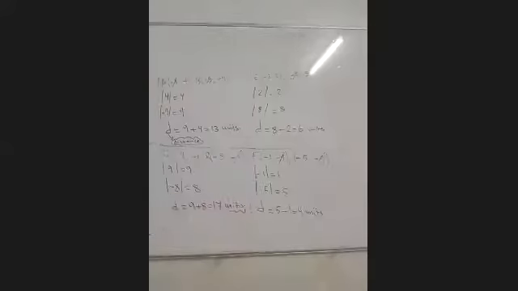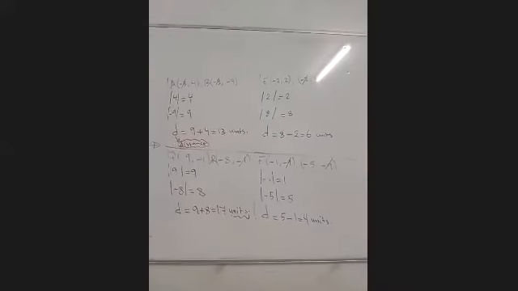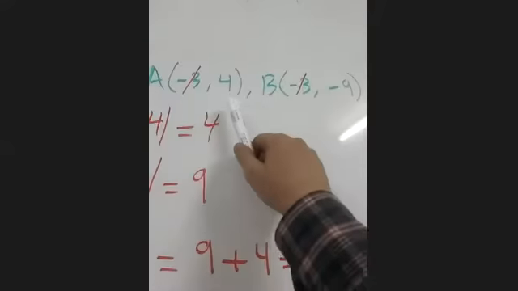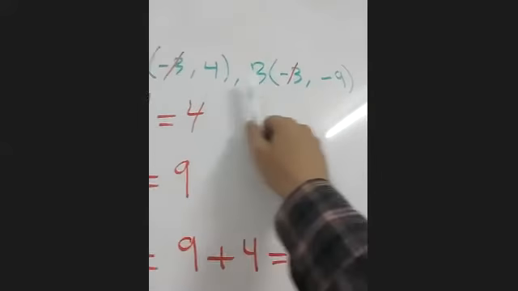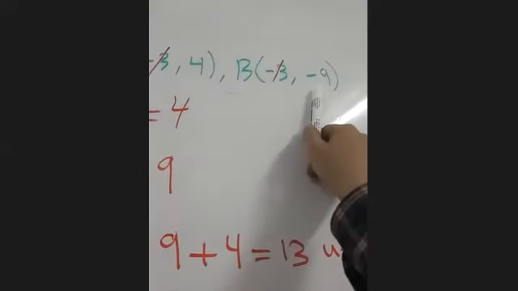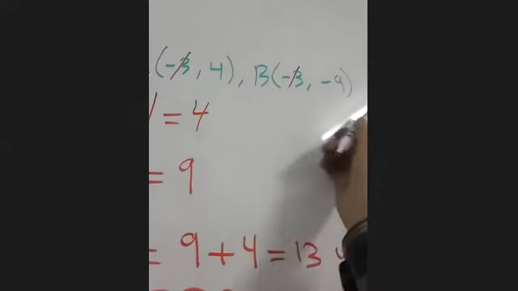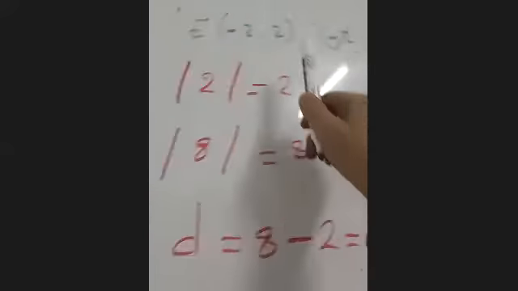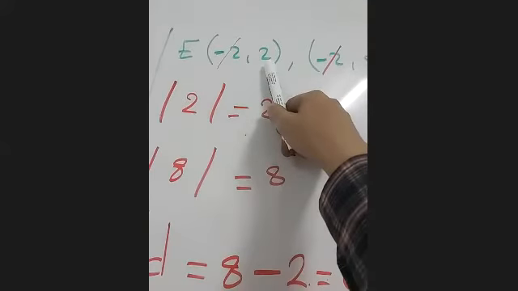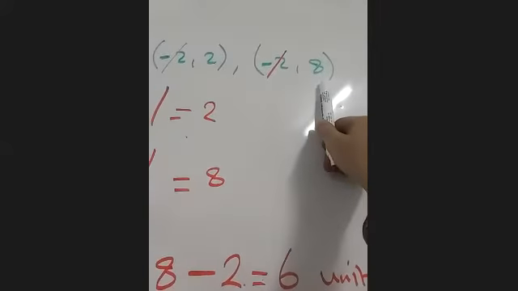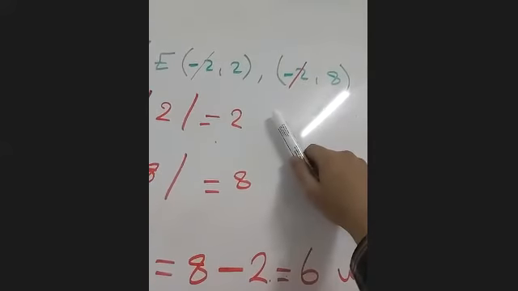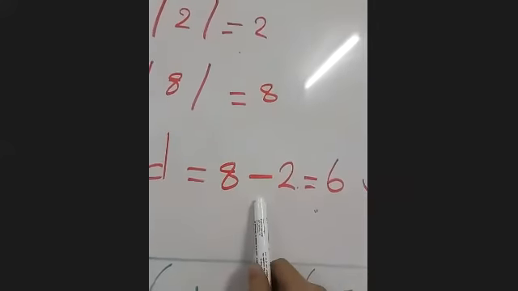Mister, I did not understand when the signs are different. Yeah, positive and negative. What's the sign of the four? Positive. And here? Negative. Do they have the same sign or different signs? Different signs. So we add. What's the sign of the two? Positive. What's the sign of the eight? Positive. Similar signs or different signs? Similar. We subtract.